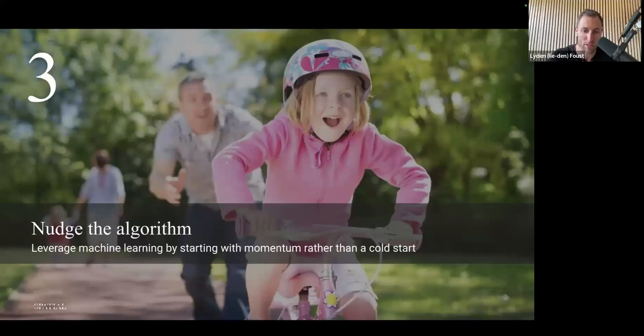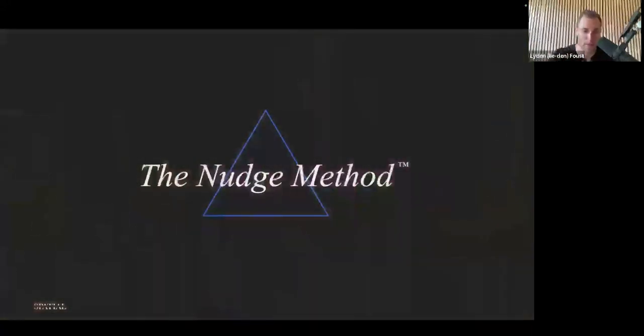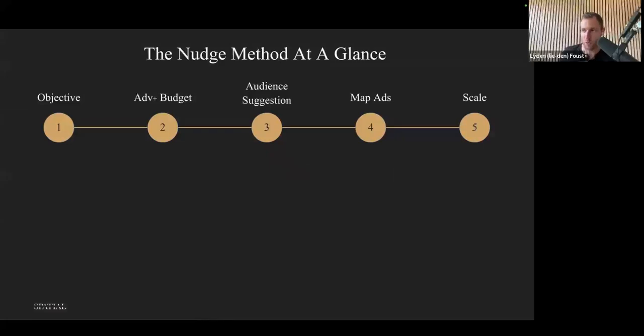We want to leverage machine learning by starting with momentum rather than cold start. And the way that we're going to do that is we're going to choose a broad audience, and then we're going to align our offer with that specific broad audience. And I will walk you through that in the nudge method. So it's a 5-step method. And this is going to be sort of the bulk of our time here. This is the meat of the presentation.